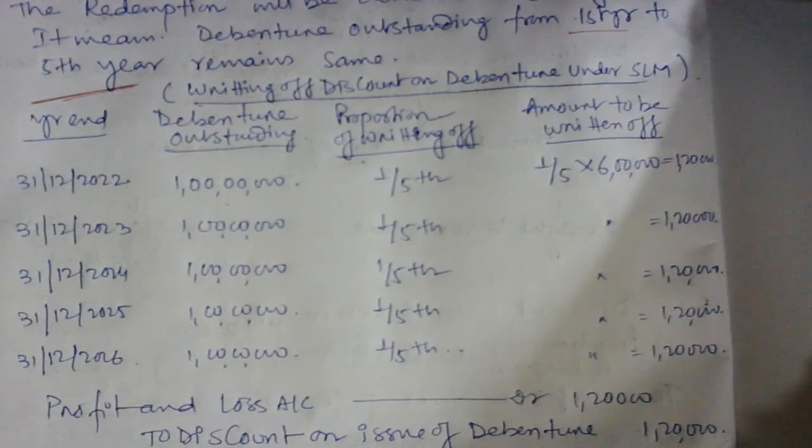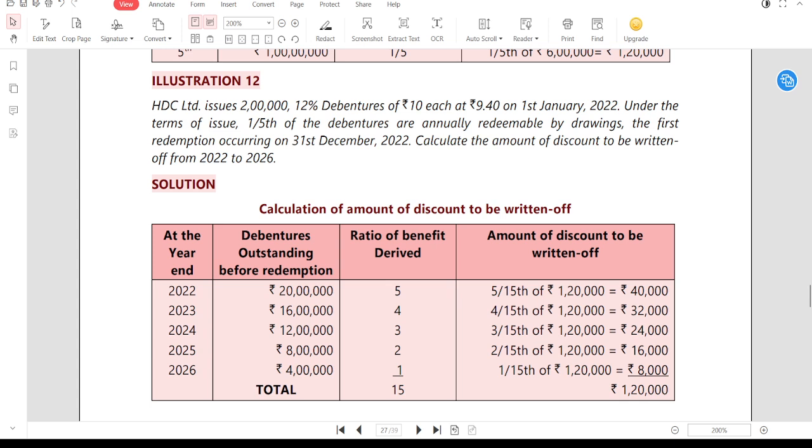Let's understand what is called the sum of your digit method. See what is written in this. It is the same type of sum, but the question makes a difference from the second line onwards. HDC Limited 2 lakh 12% debentures, instead of 100 it is now 10, and instead of 1 lakh it is 2 lakh. The issue price is 9.40, which means 60 paise is the discount. On 1st January 2022, under the terms of issue, 1/5 of the debentures are annually redeemable by drawings, the first redemption occurring on 31st December 2022. Calculate the amount of discount to be written off from 22 to 26.